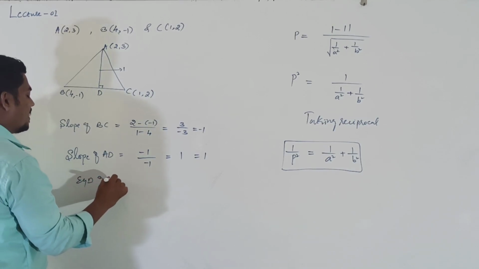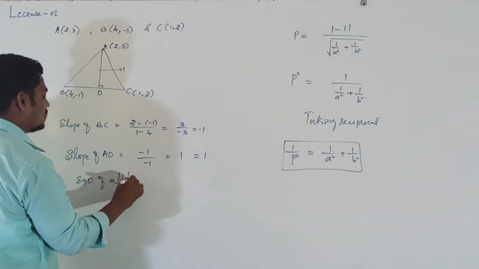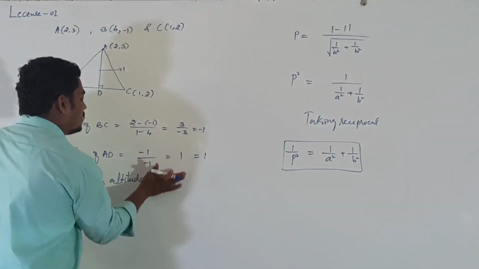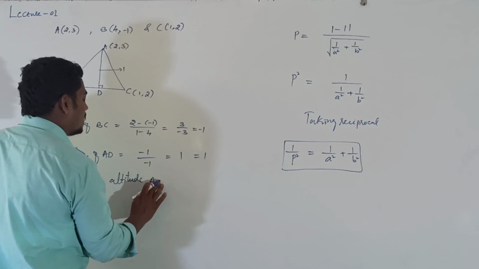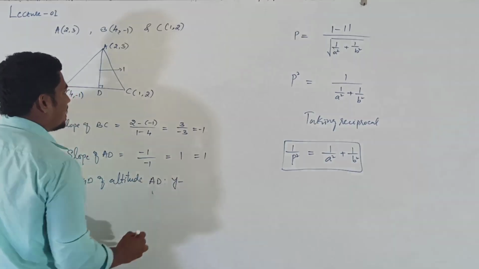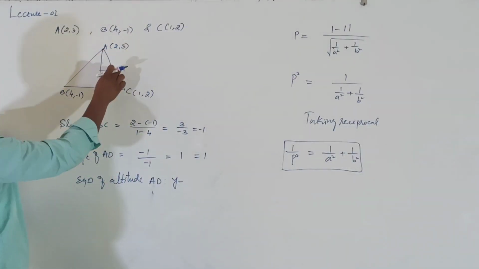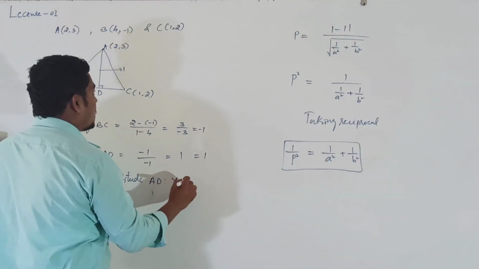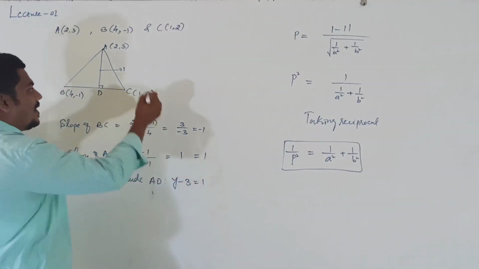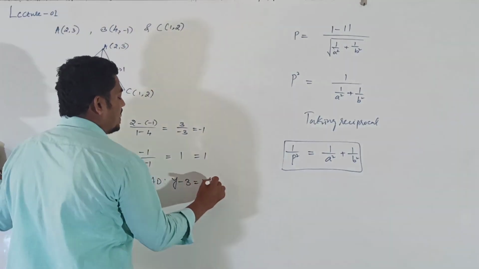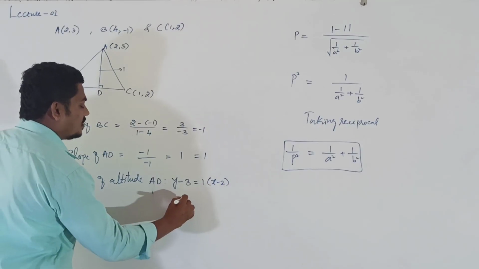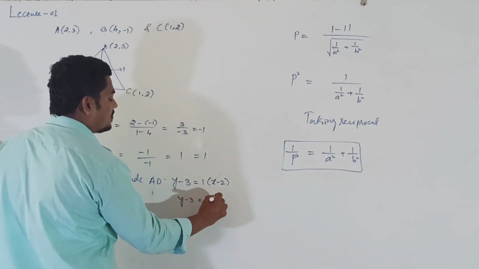Equation of altitude AD, use the slope point formula. Y minus y1 is equal to m into x minus x1, where this point is x1, y1 and this is m. In this case m value is 1. Now just simplification: y minus 3 is equal to x minus 2.